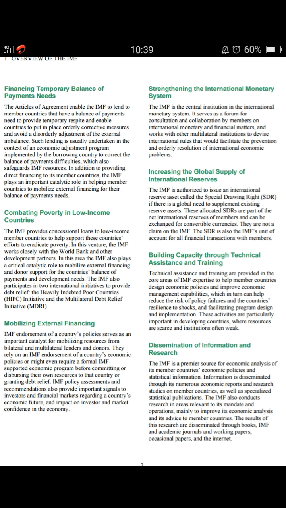The third function of IMF is combating poverty in low income countries. For this purpose, concessional loans are provided by IMF to low income countries.